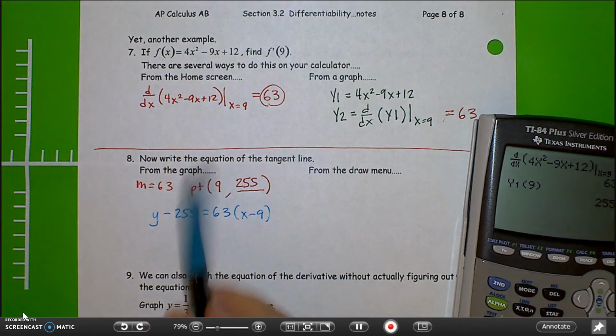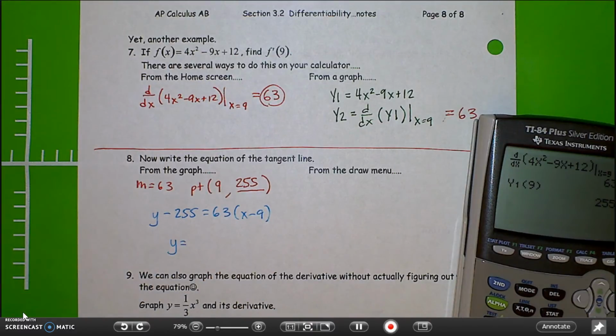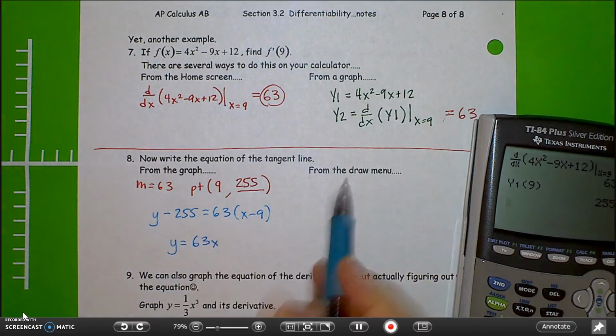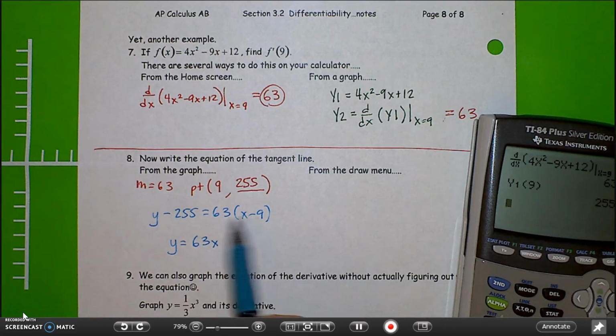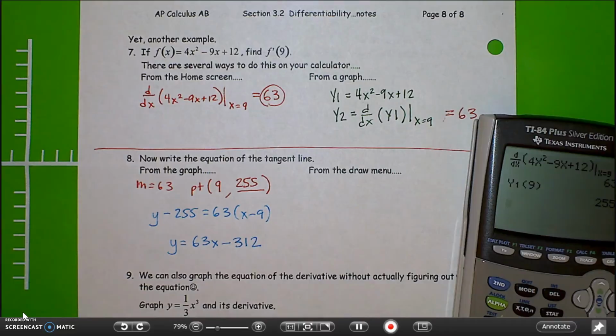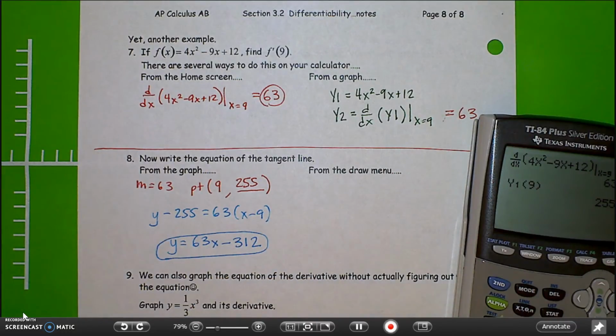I want to see what the graph of this looks like, so I'm going to go ahead and put this in slope-intercept form. It's going to give me 63x, and minus 9 times 63 plus 255 turns out to be minus 312. So this is my equation of the tangent line at x equals 9. Actually, I could get this also from the draw menu.